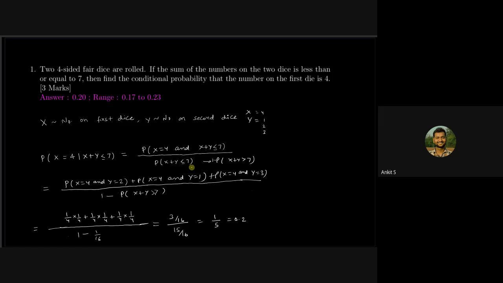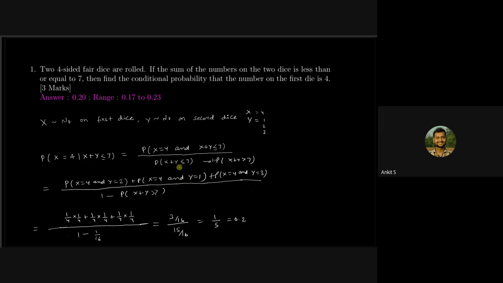So we put that in the denominator, and then in the numerator, we put the joint of x equals 4 and x plus y less than or equal to 7. So it will correspond to only three cases. x is already equal to 4, so y can take values 2, 1, and 3 when x plus y is less than or equal to 7.